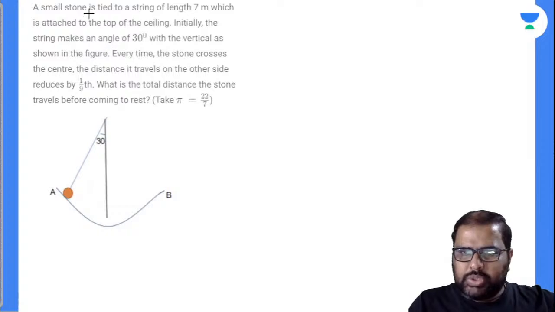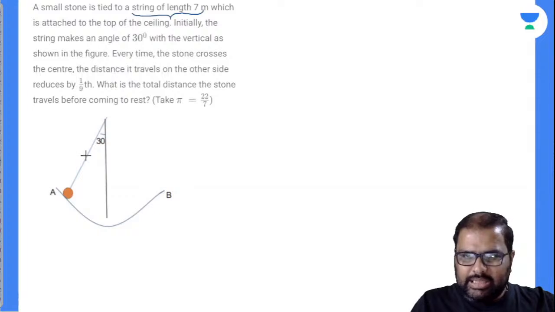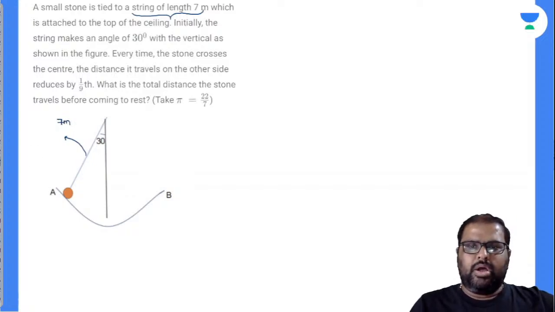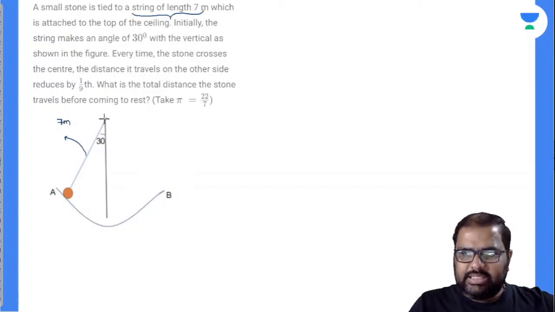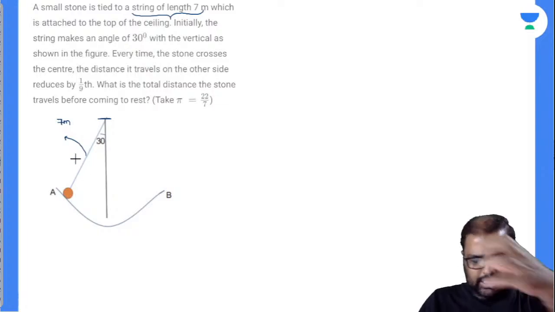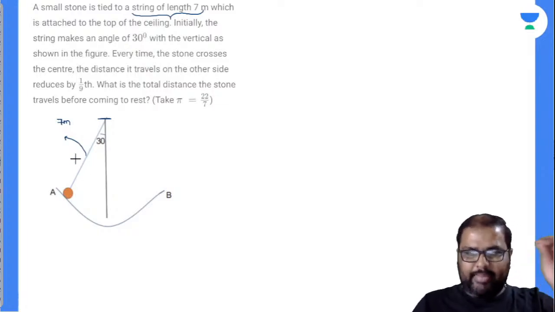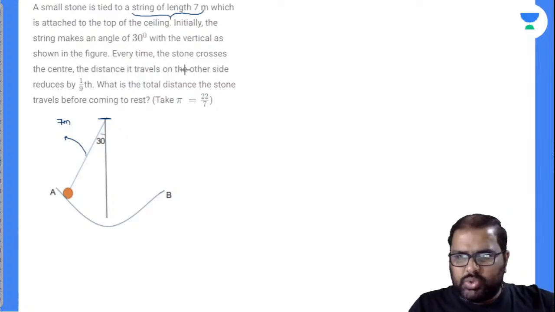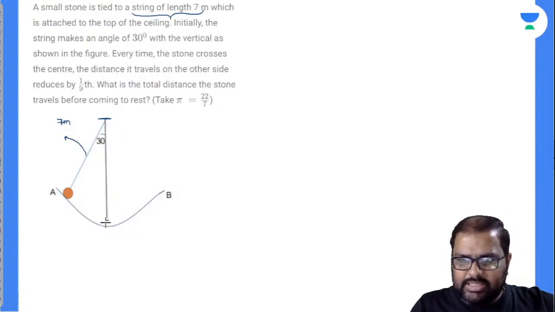A small stone is tied to a string of length 7 meters. Now see here, this string length is 7 meters, which is attached to the top of the ceiling. This is the top of the ceiling. Initially, the string is pulled and makes an angle of 30 degrees with the vertical as shown. Every time the stone crosses the center, I'll take this point C as the center.